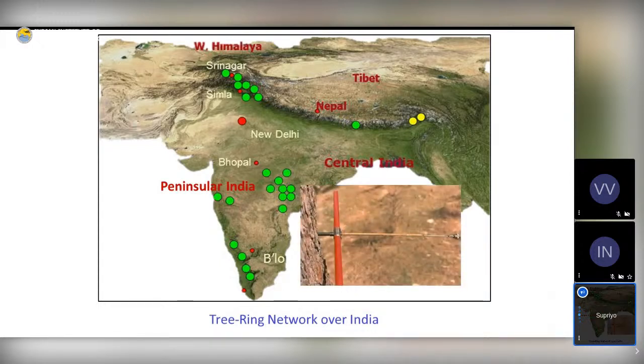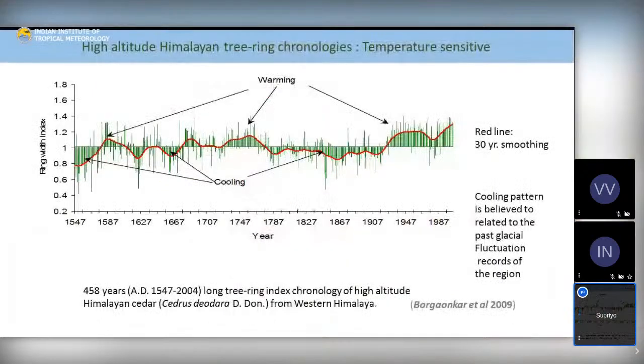This is an example of an increment borer, which is used to extract cores from the tree stem. This is an example of a tree ring width index, which has been reconstructed based on several tree ring analyses from the high altitude Himalayan region. This red line indicates a 30-year smoothing line, which represents the temperature variation in this region. Generally, tree ring width is very sensitive to temperature.